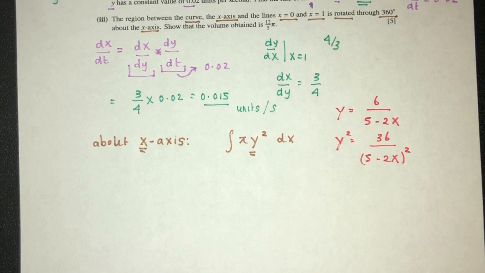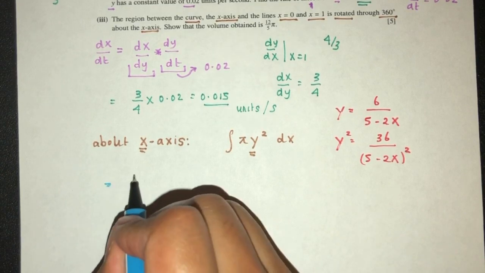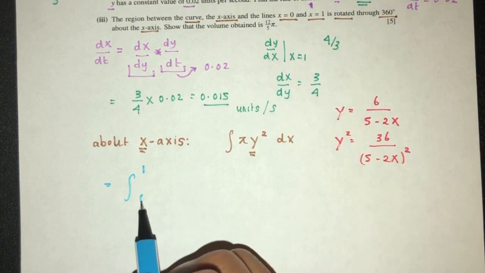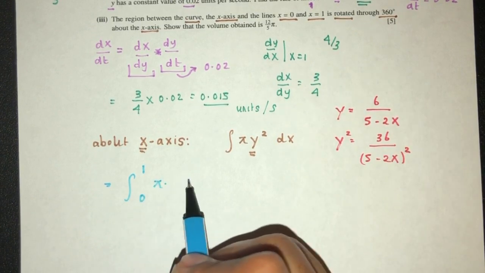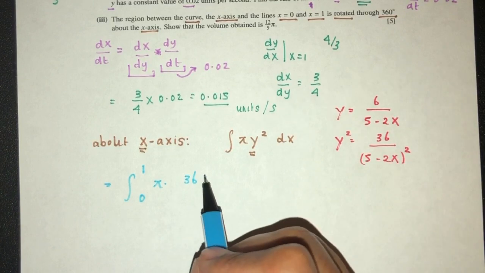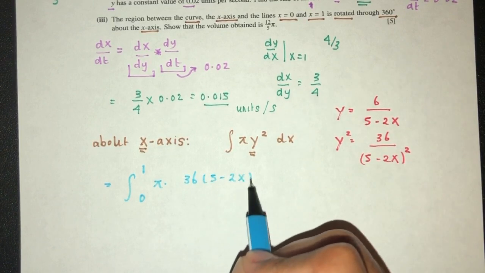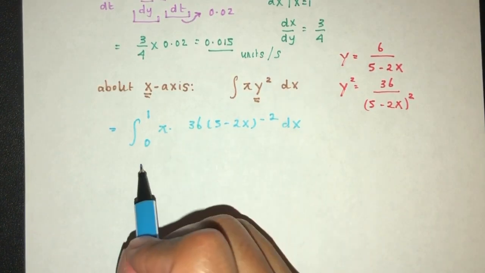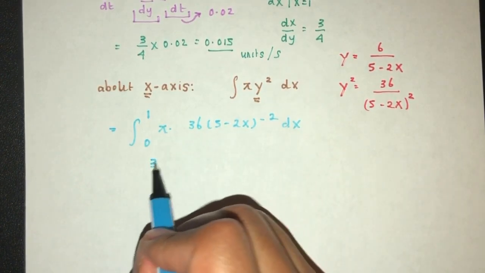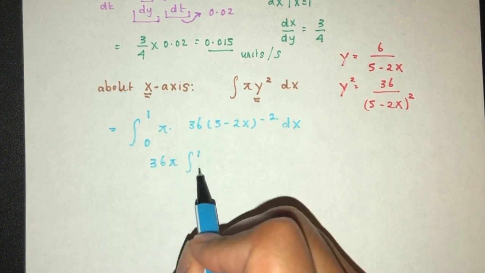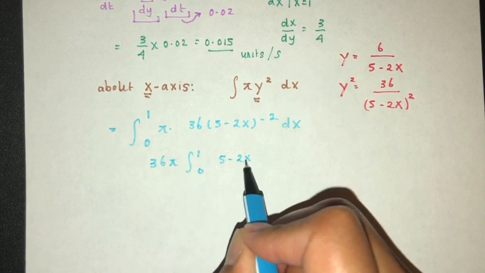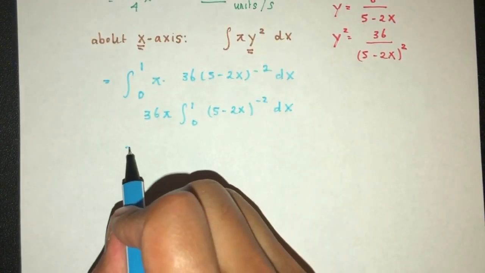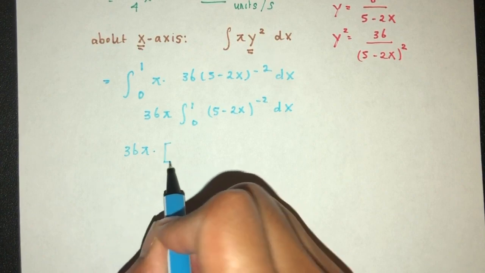Now we can of course just rewrite this. Limits will be between the values of x equal to 0 and 1. Pi is pi. Y squared is 36 times (5 minus 2x) power minus 2 dx. Now we can take these two values up because they are just constants. That will be multiples. So we have 36 pi times the integral from 0 to 1 of (5 minus 2x) power minus 2 with respect to dx.